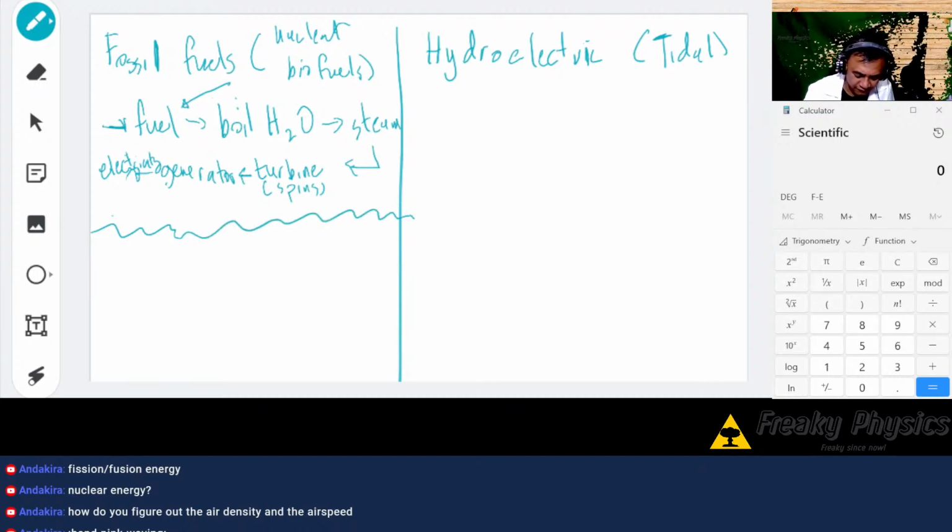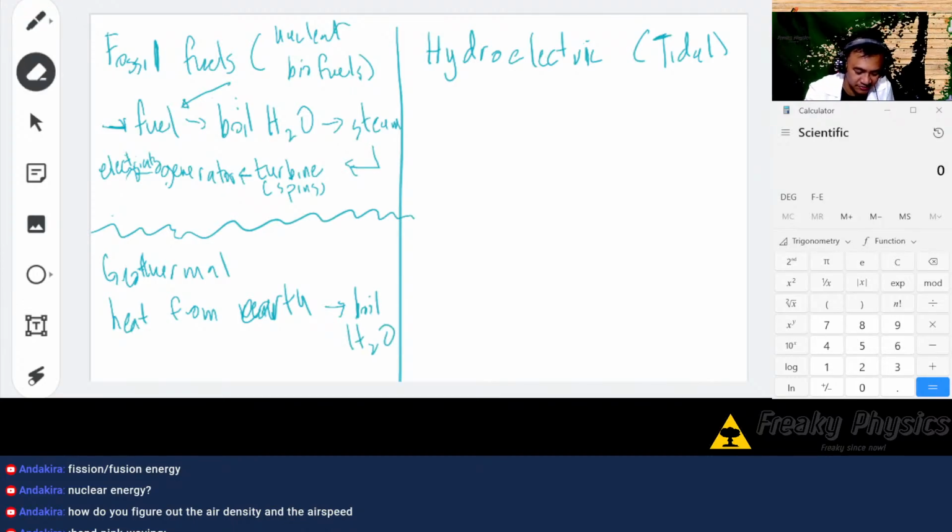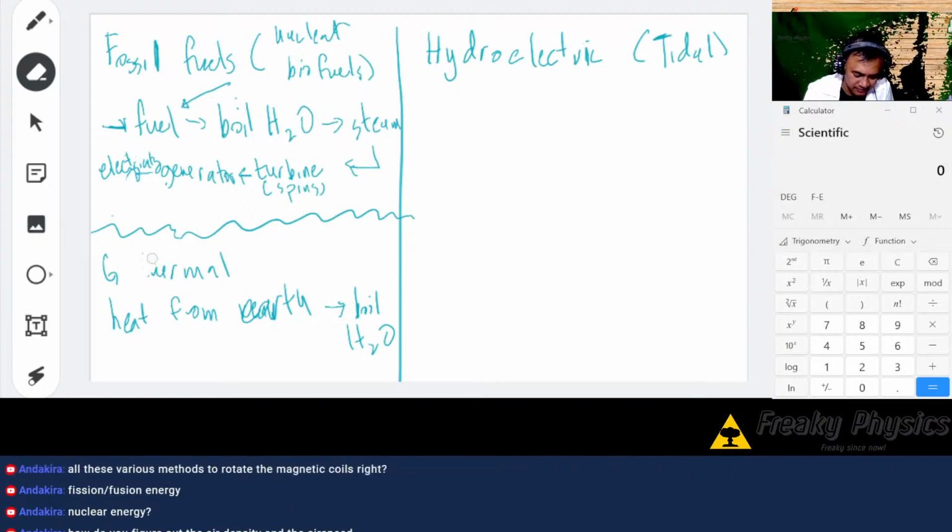Now for geothermal, nothing new. It's very similar to this actually, but instead of using fossil fuels, you use heat from Earth. From Earth, then into boil water. Then it follows fossil fuels afterwards.